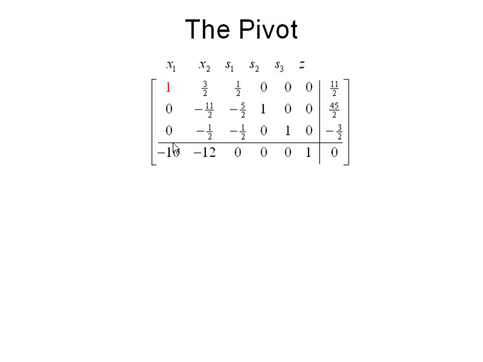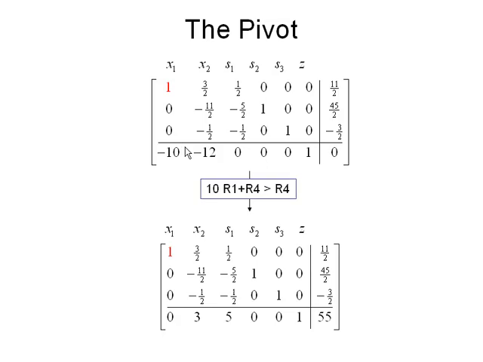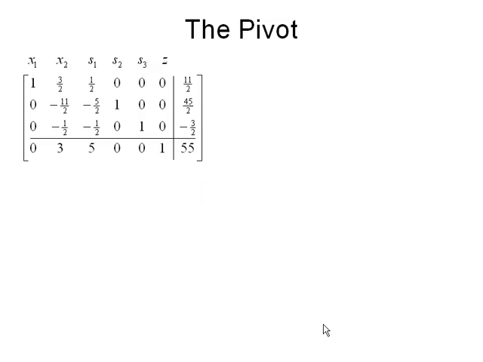So the last thing I have to do is, now the very last entry in that column is a negative 10. I need to make that become a 0. So I'm going to take 10 times row 1 plus row 4 and put the result in row 4, and that's the only thing that's going to change. When I make that change, I get 0, 3, 5, 0, 0, 1, 55. Now that I've made that change, the pivot was the 1.